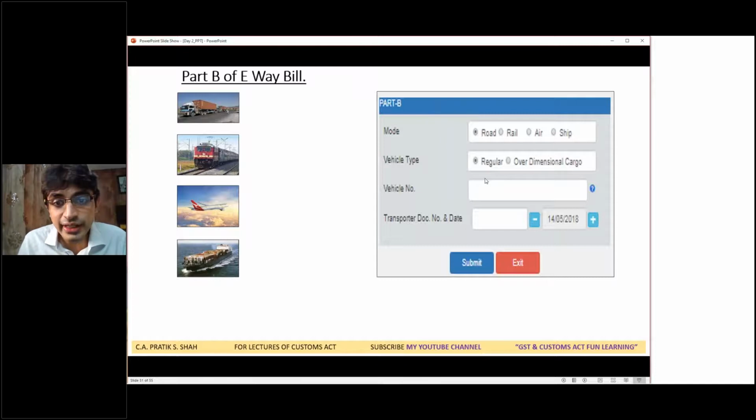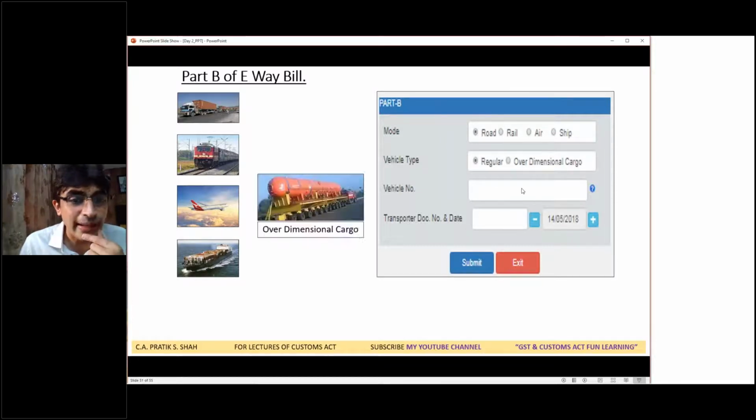Okay, and here you can see regular or over-dimensional cargo. What do you mean by over-dimensional? This is known as over-dimensional cargo, means heavy goods, heavy vehicle. When you are moving heavy goods, heavy vehicle through over-dimensional cargo, you need to mention that.